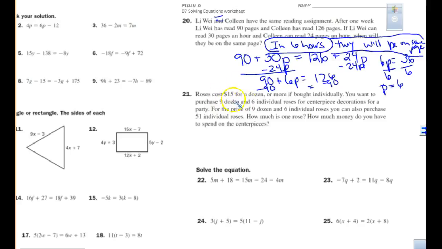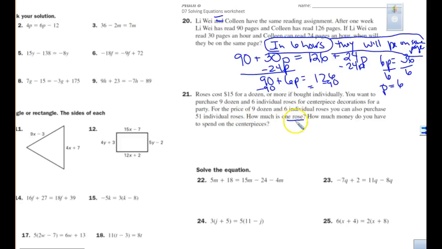21 says the cost of roses per dozen is $15, and you want to purchase 9 dozen and 6 individual roses for a centerpiece. It says the price for 9 dozen and 6 individual roses can also be found by purchasing 51 roses for the same price. And the question is, how much is each rose?